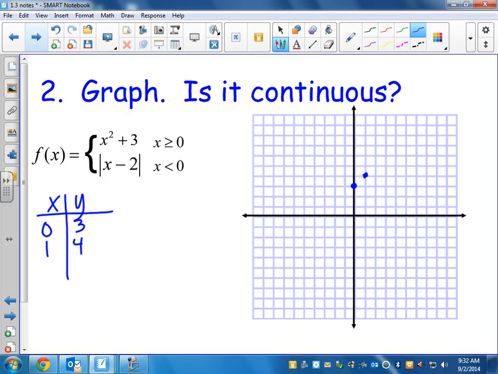If I plug in 2, I get 4 plus 3, which is 7. Make enough points that you can see a curve there. I don't know what it is. I just got so excited about making a parabola, I forgot that I was only making half of it.